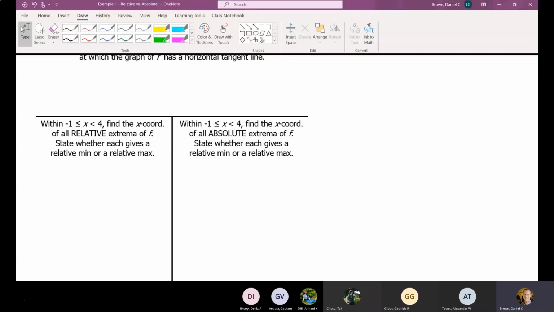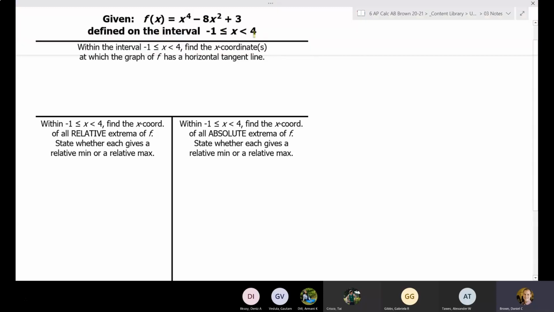Whenever we have absolute extrema, you're almost always going to have an interval. Pay attention to which endpoint is included and which is not. In this one, the -1 is going to be a closed circle, but the 4 is going to be an open circle. Whether you're finding relative or absolute extrema, the first step is to find your critical points, basically where you have horizontal tangent lines or where your derivative is undefined. This is a polynomial, so the derivative is never undefined, so I just need to find when it's equal to 0. So I can go ahead and find my derivative.